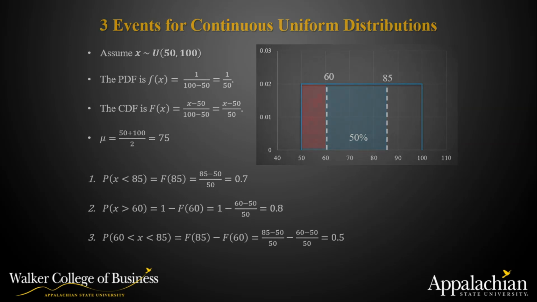So those are the three types of probabilities and how they are calculated using the continuous uniform distribution. In the next video, we're going to cover normal distributions.